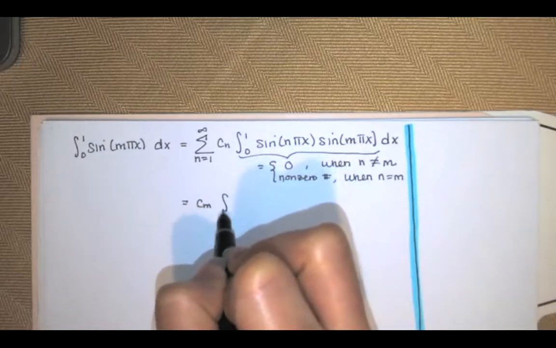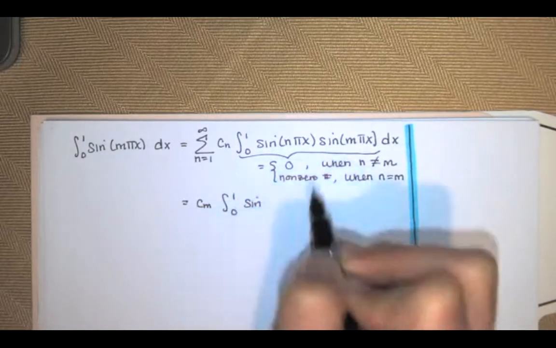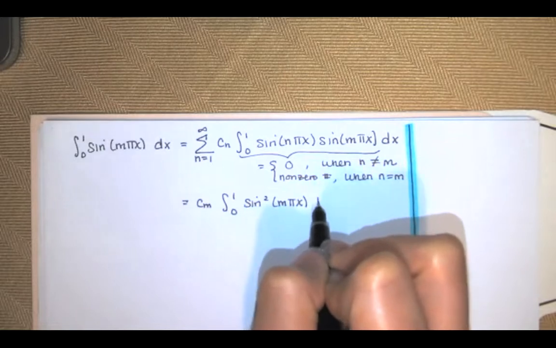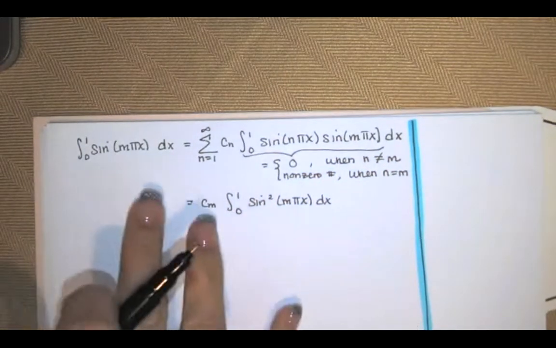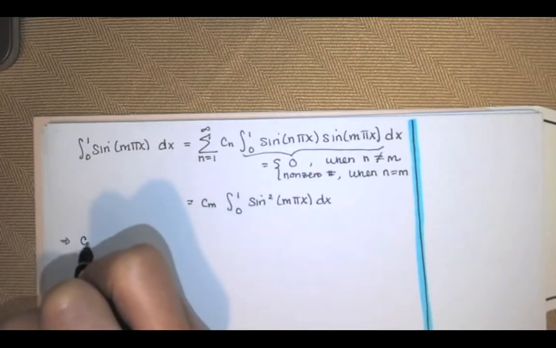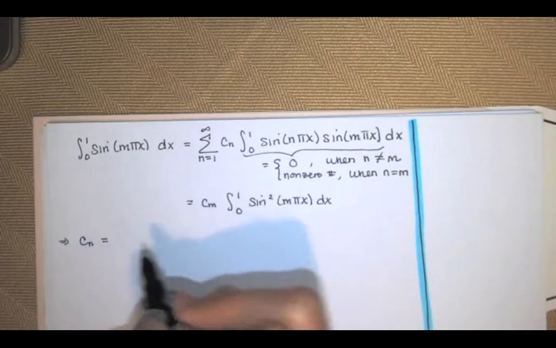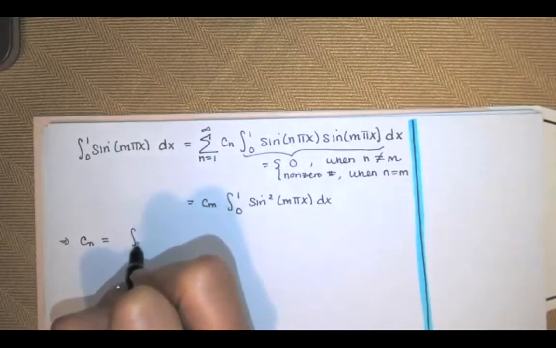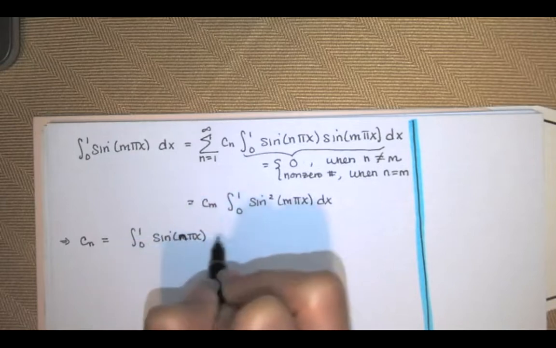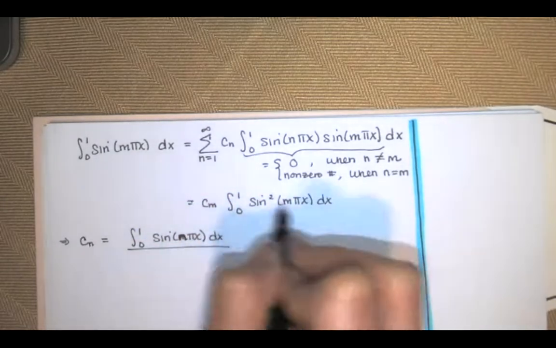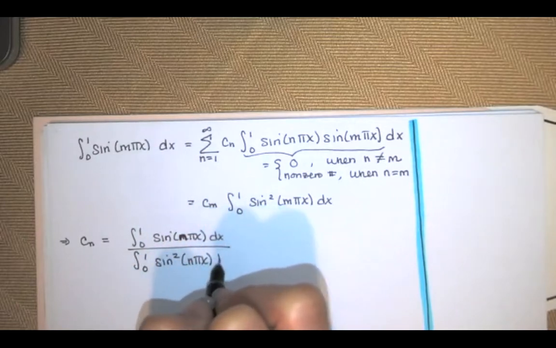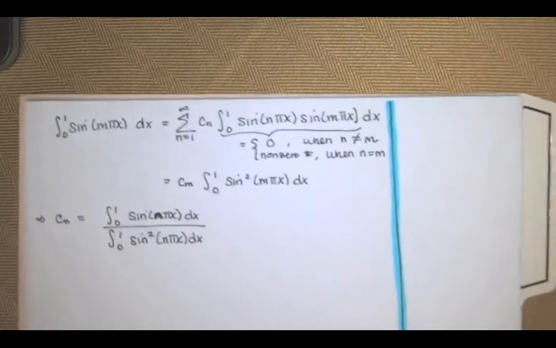So we're going to have c sub m times the integral from 0 to 1 of sine of m pi x times sine of m pi x, or sine squared of m pi x. And that's equal to this over here. Now, usually at this point, we switch from n to m, or m back to n. We'll see c sub n is this. It's going to be this integral, switching from m back to n, divided by this integral. And then we'll just evaluate the integrals.